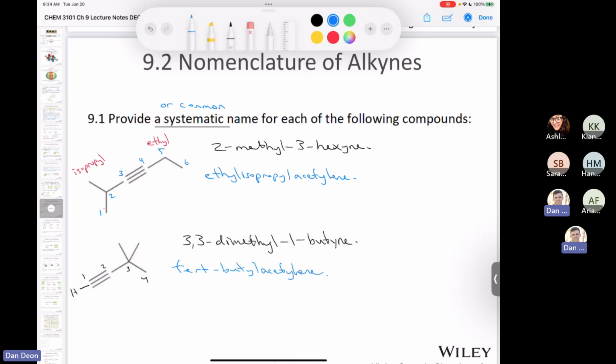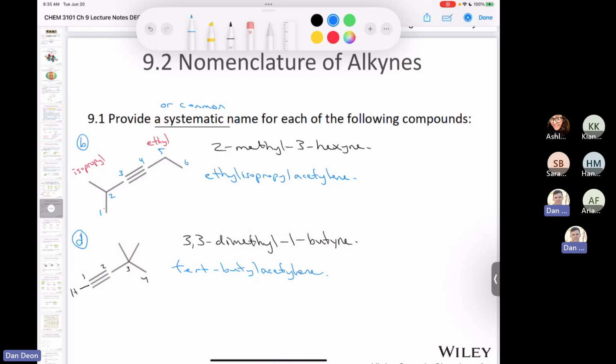All right, give me a thumbs up if you're like, I think I could name these. Yeah, awesome. And of course, you're going to have to practice them a little bit, but usually students are very good at naming alkynes if they mastered the nomenclature of alkenes.